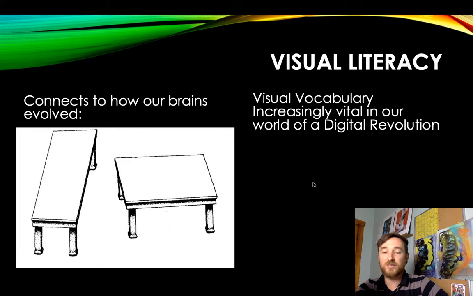Just like everybody needs to learn how to read in order to navigate and have power in their worlds, so it is true with visual literacy. It's a visual vocabulary that's increasingly vital in our world of a digital revolution, where our brains evolved for a time that did not involve two-dimensional screens that are meant to look three-dimensional. And this is very important because your brain evolved during this time. It doesn't necessarily understand that it's looking at a flat screen, and it makes assumptions about its world that are best for survival in a world that doesn't exist anymore.